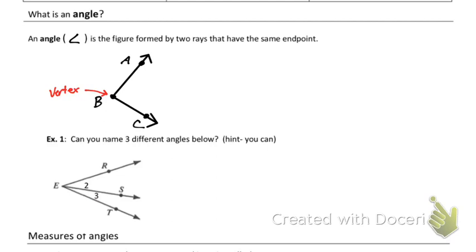That is called our vertex. So we have a vertex right here, and you see how these are 2 rays? We have ray BA, and we have ray BC. Those rays are called sides. So this is a side, and this is a side.